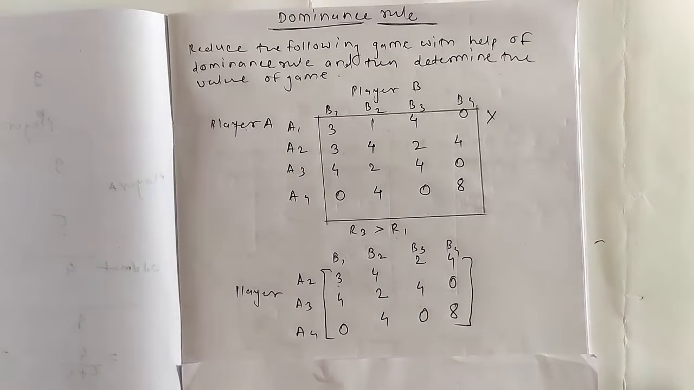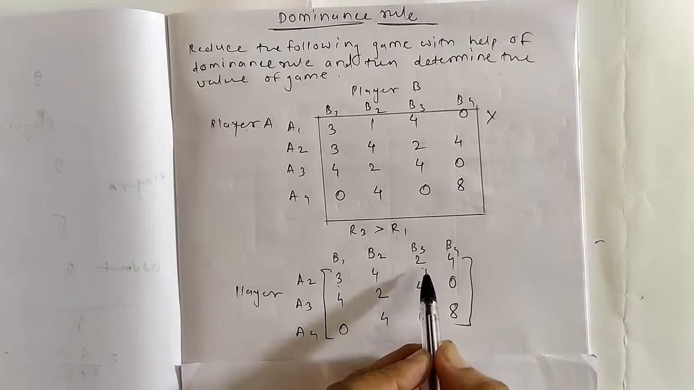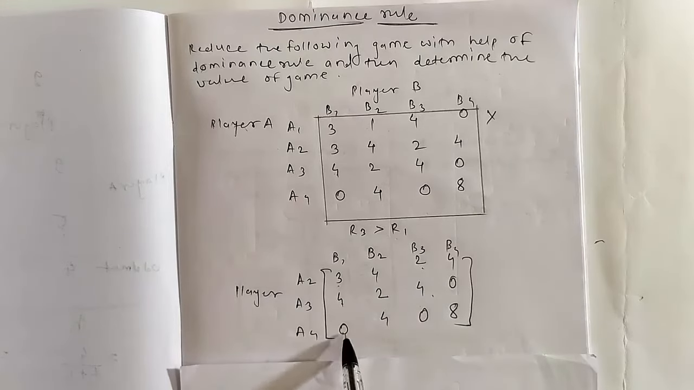Next step is, now we will use the dominance rule for the columns. Now there are 4 columns, 1, 2, 3 and 4. If we compare these columns with each other, then we will come to know that column 1 is greater than column 3. All the elements of column 1 are greater than or equal to the elements of column 3: 3 is greater than 2, 4 is equal to 4 and 0 is equal to 0. Therefore we can say that C1 is greater than or equal to C3, meaning C1 is dominating C3.